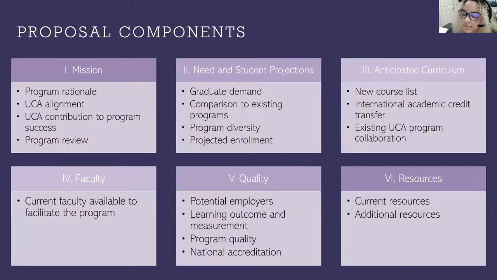The components of the proposal were inspired by a proposal that was actually submitted to the University of Florida. The components are as follows: first being the mission, 2, need and student projections, 3, anticipated curriculum, 4, faculty, 5, quality, and 6, resources, with the subheadings below them.